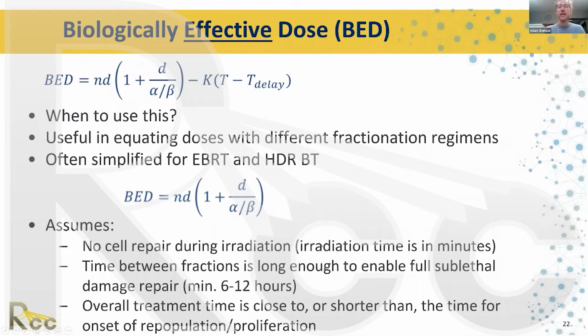So if you think about doing a BID treatment, 2 treatments in a day, external beam, you usually wait at least 6 hours, and that's the time for repair of the sublethal damage of cells. And we're assuming that the overall treatment time is close to or shorter than the time for the onset of repopulation. So we're assuming that the total time, T, is approximately equal to T delay. This is not always true. That's why this is a simplification.